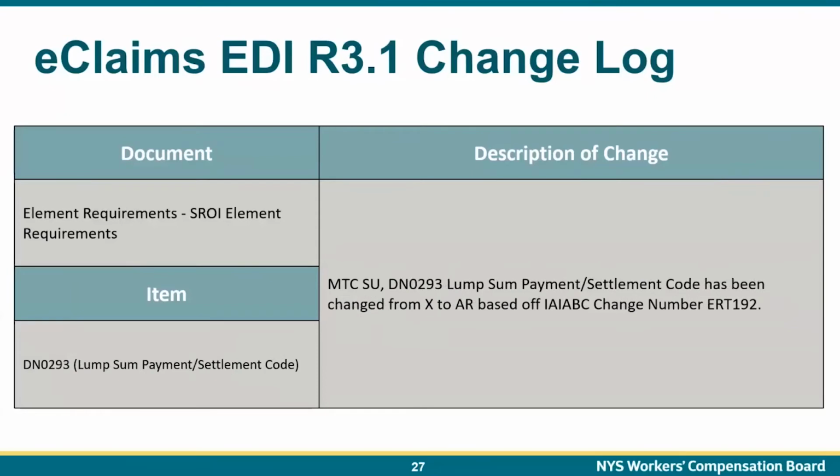Item 43 on the change log, the implementation guide for the IAIABC indicates DN 0293 is reportable on both the SROI SU and the SROI UR.